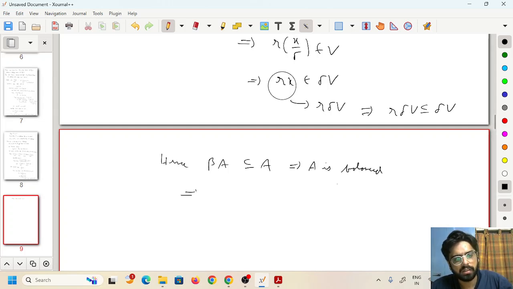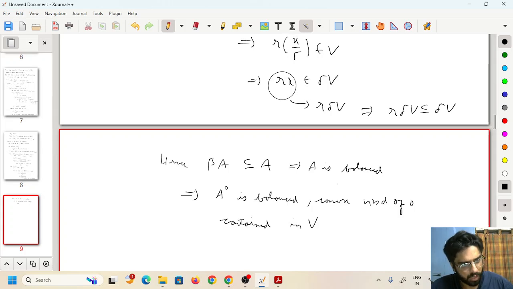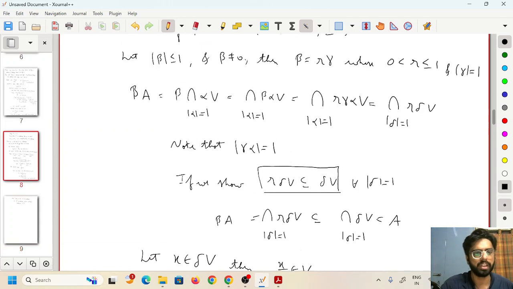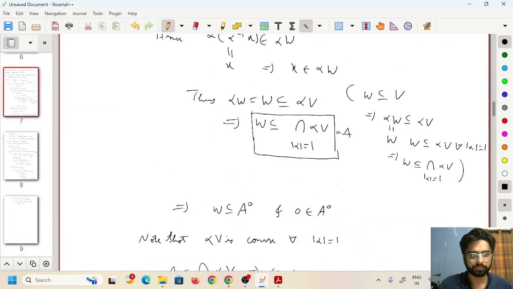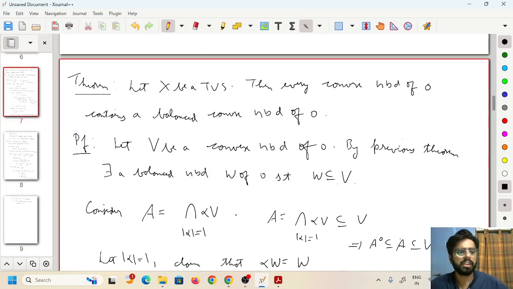A is balanced. This implies A interior is balanced, and A interior is a balanced convex neighborhood of 0 contained in V. So this completes the proof of the theorem. So we have shown that every convex neighborhood contains a balanced convex neighborhood of 0, right?